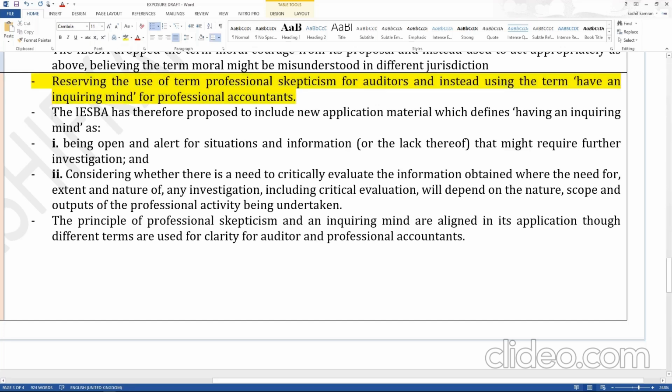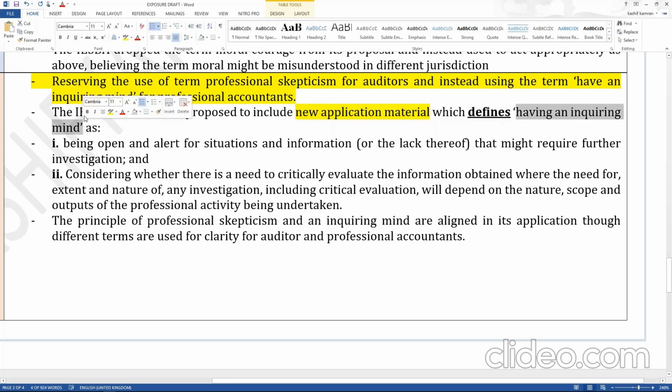The second bullet: the IESBA has therefore proposed to include new application material which defines having an inquiring mind. So the IESBA has introduced new application material which defines having an inquiring mind. What is an inquiring mind? Have they given a definition of inquiring mind? Can the examiner ask you to define the meaning of the word inquiring mind under the exposure draft? So should you learn this meaning for your exam paper, everyone? Right?